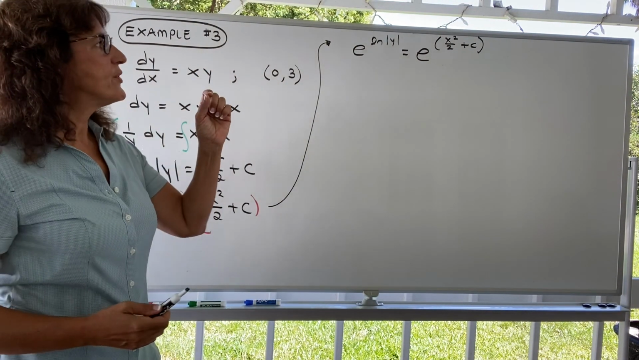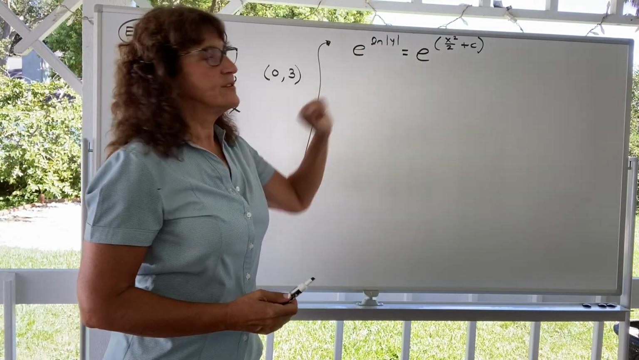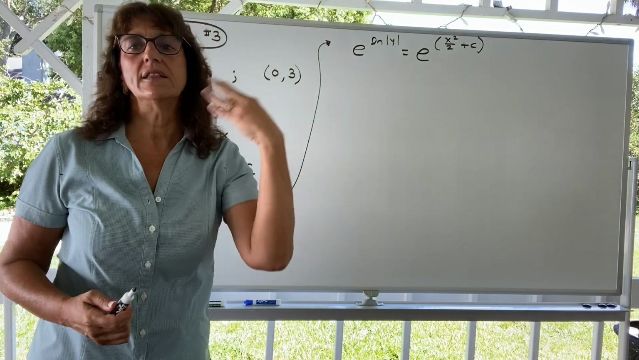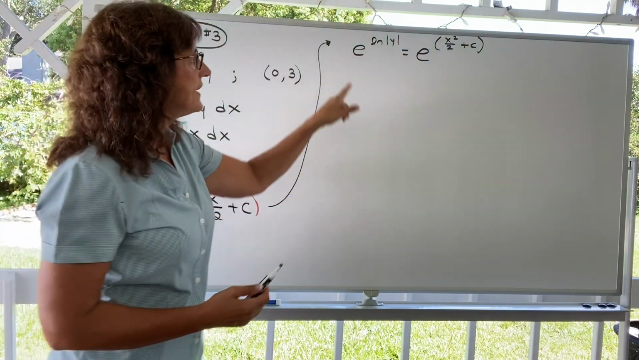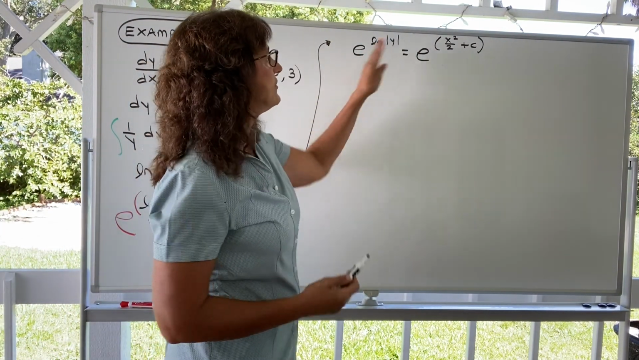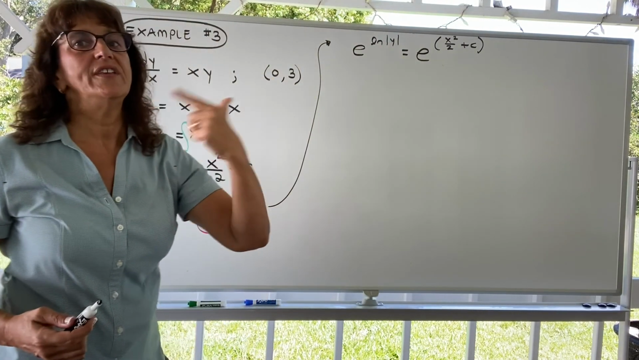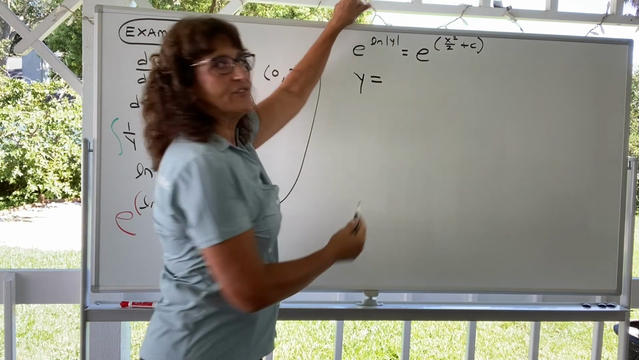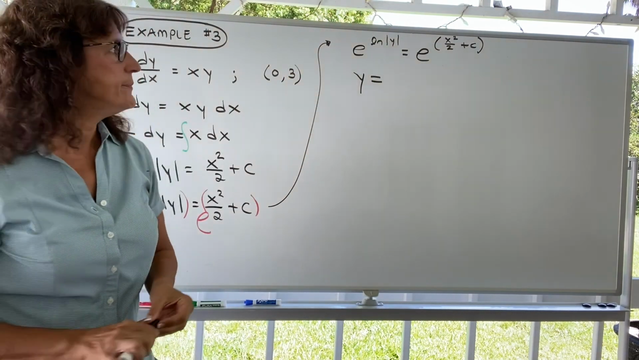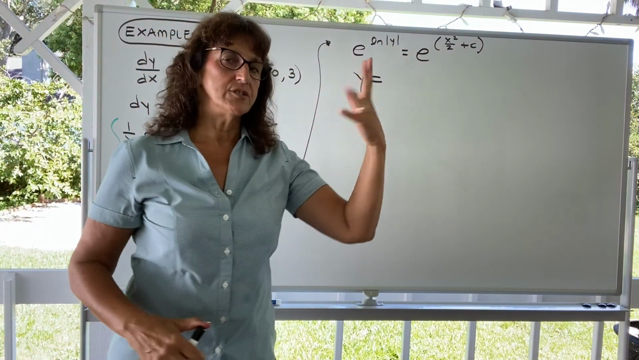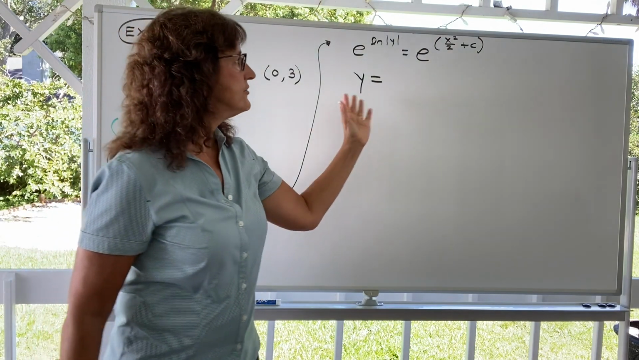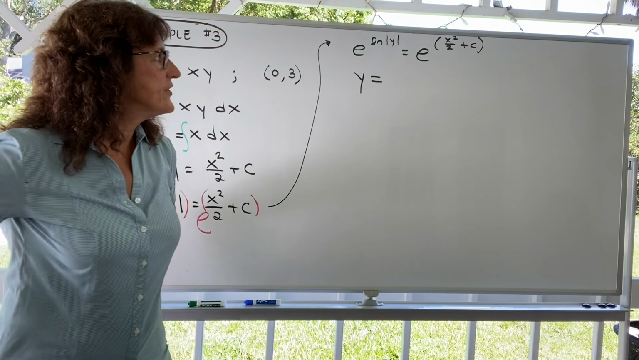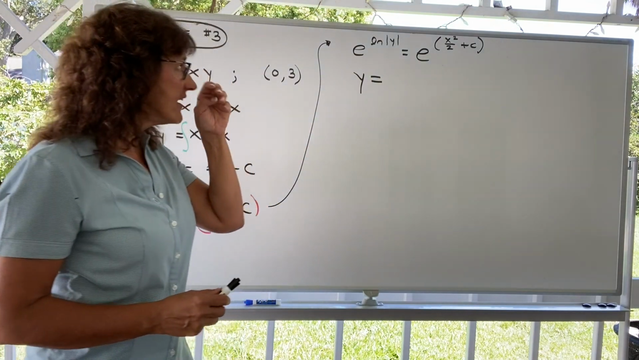Now, if you remember your properties, anytime you have e raised to the natural log of a quantity, then it's equal to that quantity, okay? And because I have exponential on both sides of the equation, I don't even need the absolute value signs anymore. Because the range for exponential functions is positive real numbers, I'm already protecting that positive.